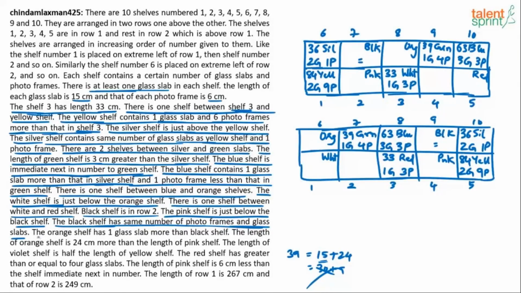The orange shelf has one glass slab more than the black shelf. Orange has one more than black. We can't really do anything about it because unless we know the number of glass slabs in black, we cannot fix orange.